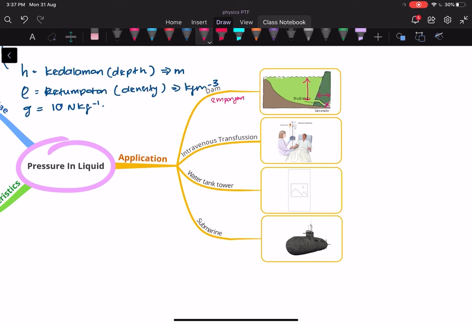Okay. Kenapa dia tebal? Sebab kenapa? Tekanan dalam tu sangat tinggi. Sebab tu kita build the dam with a thicker wall. Okay, remember that, yeah? So that's one example. Any other examples that we can relate to this?